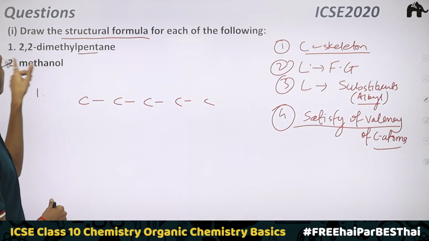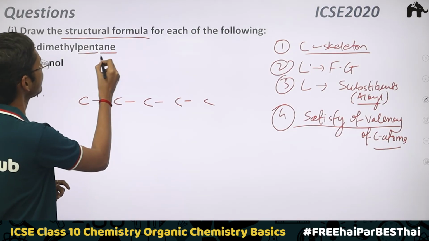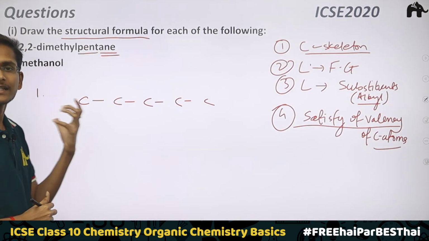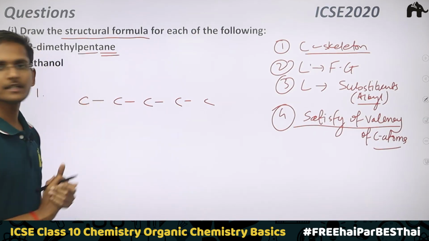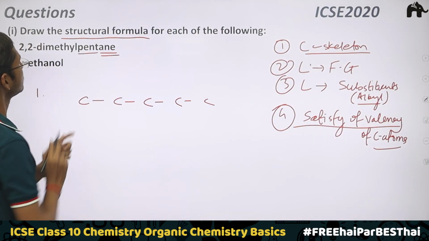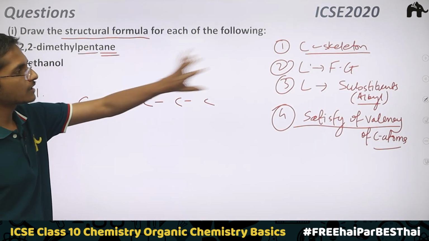Now here there is no functional group as such, because here we can see ANE suffix is there. So it is simple alkane. Okay, so carbon-carbon single bonds is there. That's it. So we are done with the root word and the suffix. Okay, we are done with the carbon skeleton and the location of functional group.